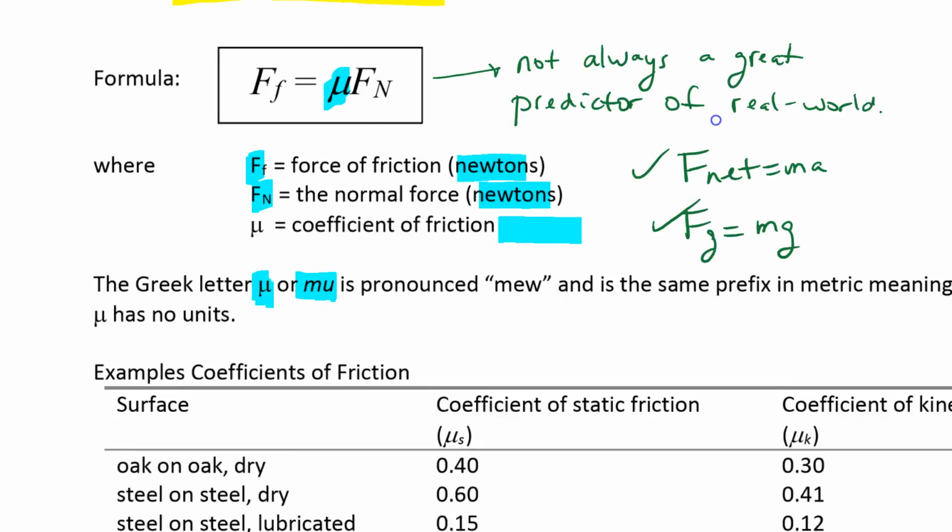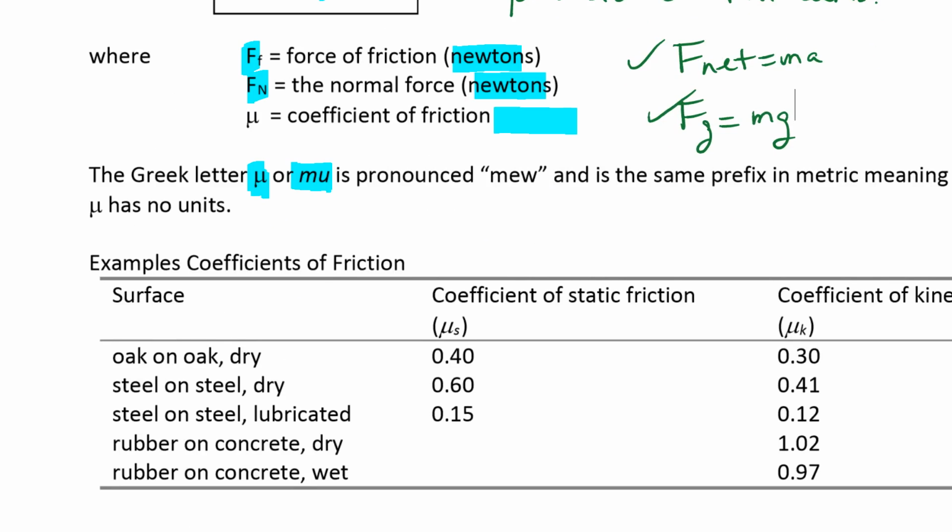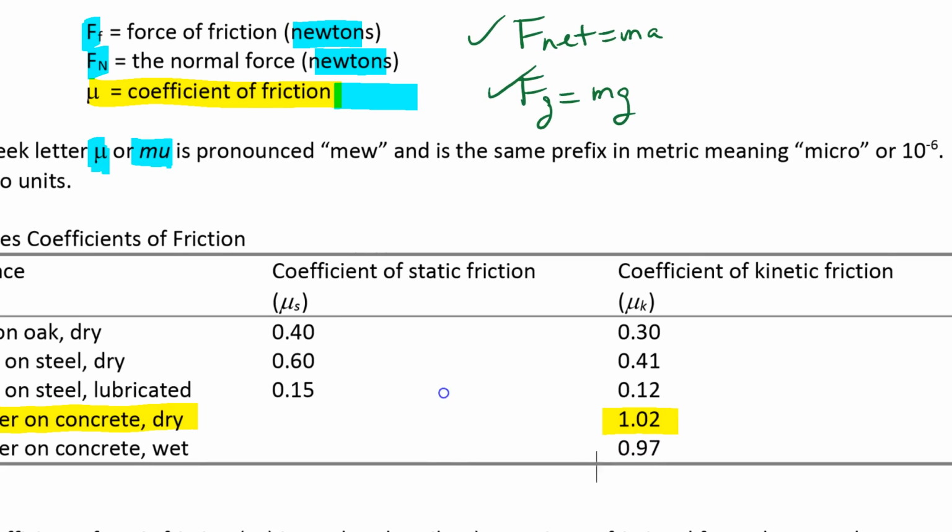Okay. All right, so when I'm talking about this mu, this coefficient of friction, and the two different surfaces, here's some examples. Here's a good example: rubber on concrete, dry, and the coefficient of kinetic friction. So static friction versus kinetic friction. Kinetic means moving, and here static friction would be not moving. So moving, or I could say sliding.